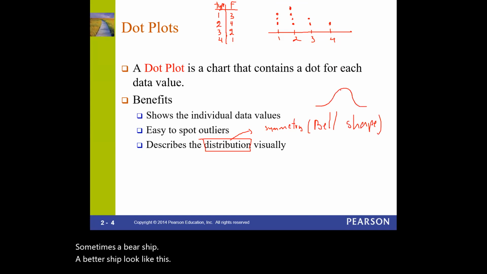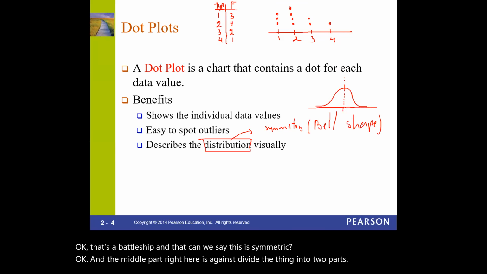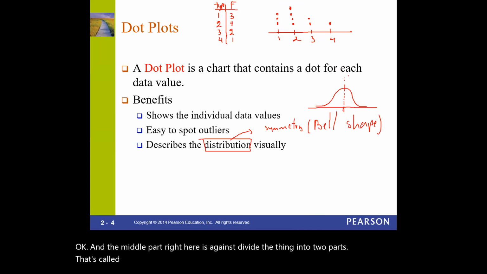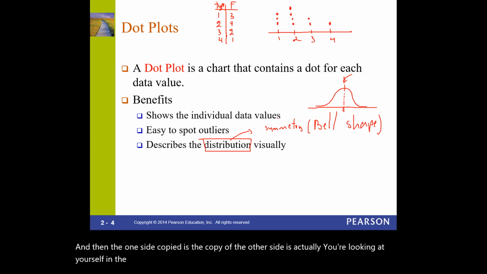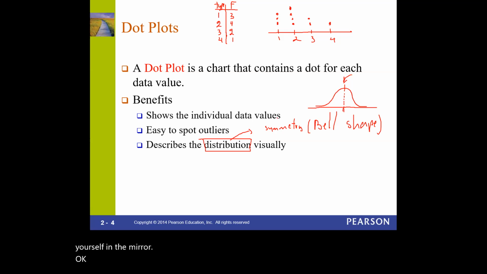Okay, that's a bell shape. In that case, we say this is symmetric. The middle part right here, as you can see, divides the thing into two parts. That's what we call a symmetry. There's a line of symmetry right here, and one side is the copy of the other side. It's like you're looking at yourself in the mirror. That's symmetry. But there's a bad thing with dot plots.